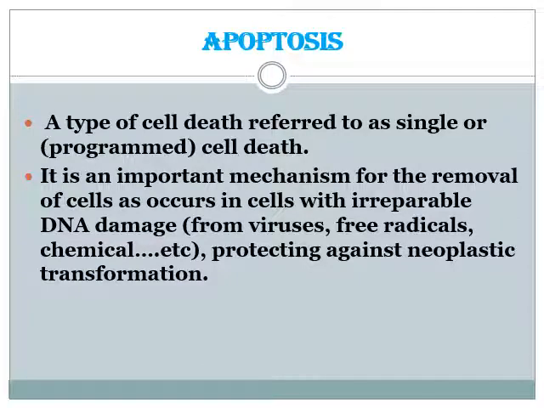Next one is apoptosis. It is a type of cell death referred to as single or programmed cell death. It is an important mechanism for the removal of cells, as occurs in cells with irreparable DNA damage, like from viruses, free radicals, chemicals, etc., and protecting against neoplastic transformation.